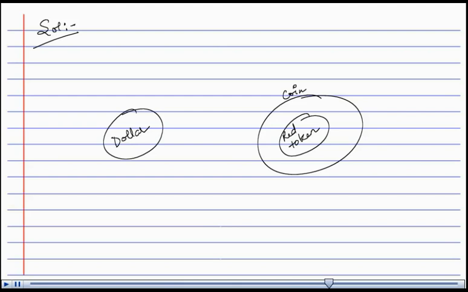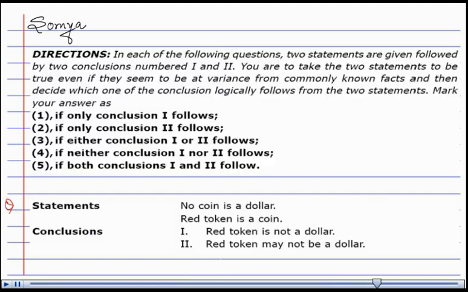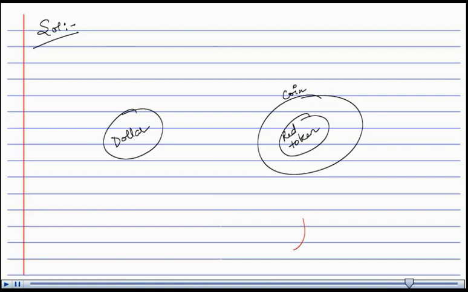Red token may not be a dollar. Here, the condition of may and may not does not occur, because every red token is a coin and no coin is a dollar. So, from here, option 1, that is, only conclusion 1 follows, is the correct answer.